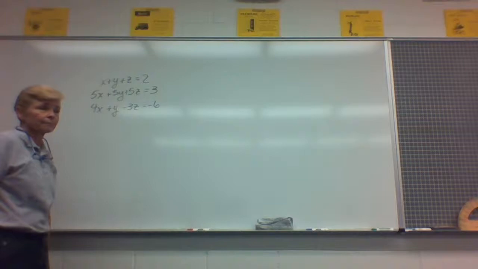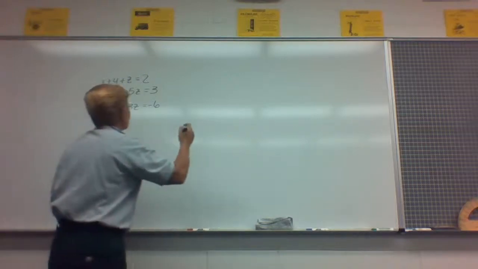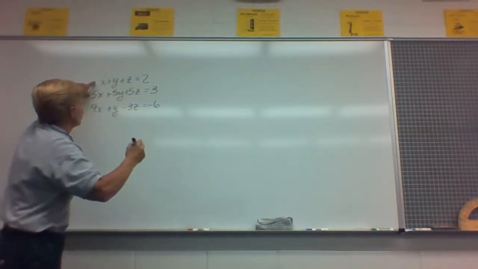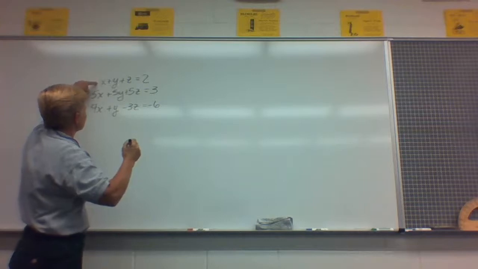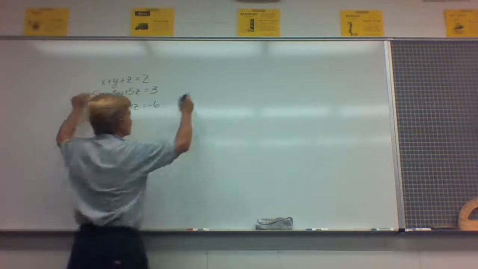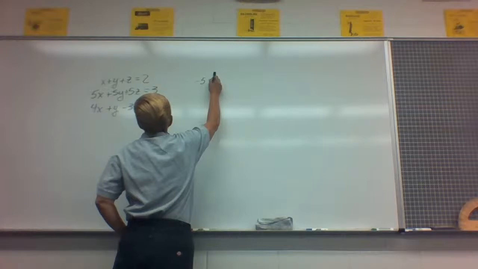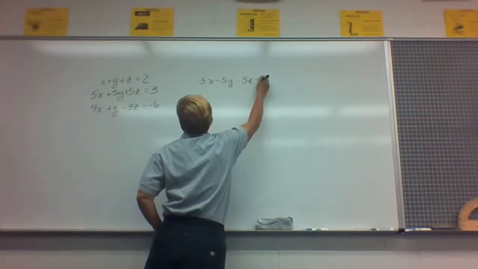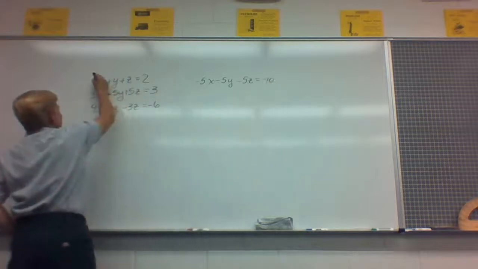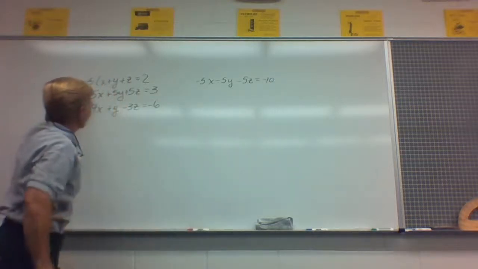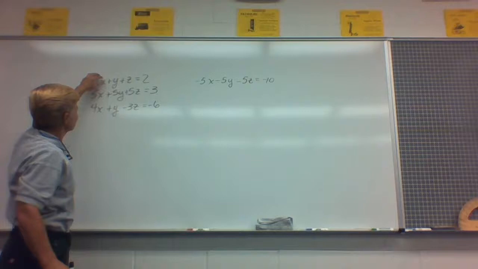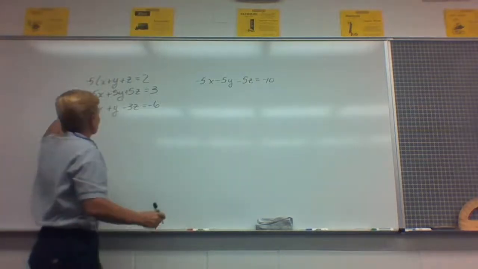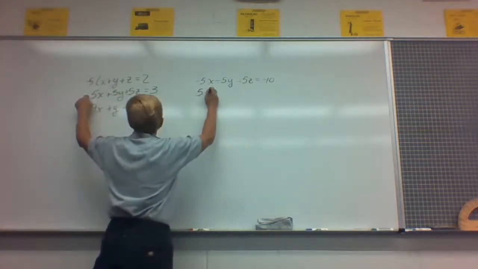Want to do the x's? Yeah. Okay, then if I'm working with these 2 first, I'm going to need to multiply this one by negative 5 to get it to add out with the x's. So I'm going to have negative 5x minus 5y minus 5z equals negative 10. Here's what I did, in case you were wondering what I'm doing. I ran a negative 5 through there so that I would have a negative 5x and a positive 5x. So now I'm going to just write this one down underneath it.